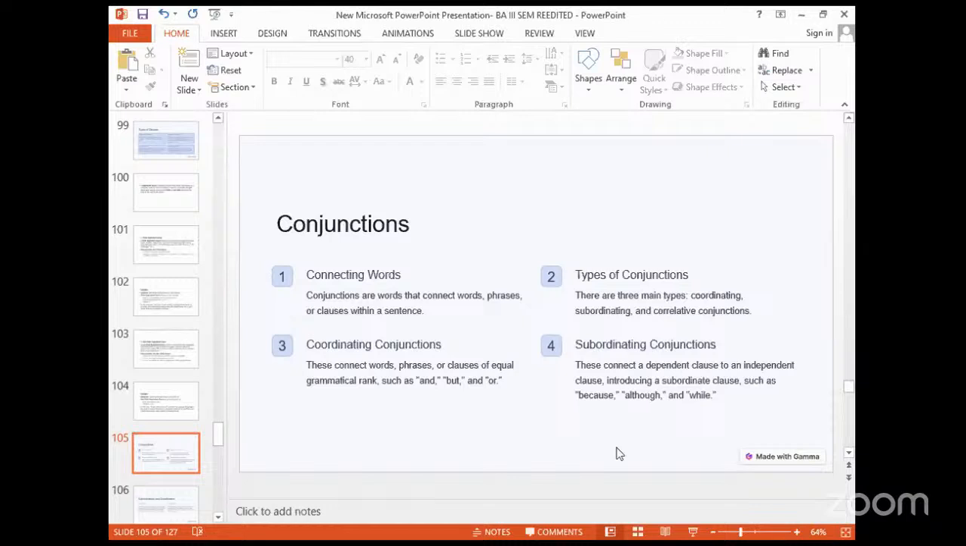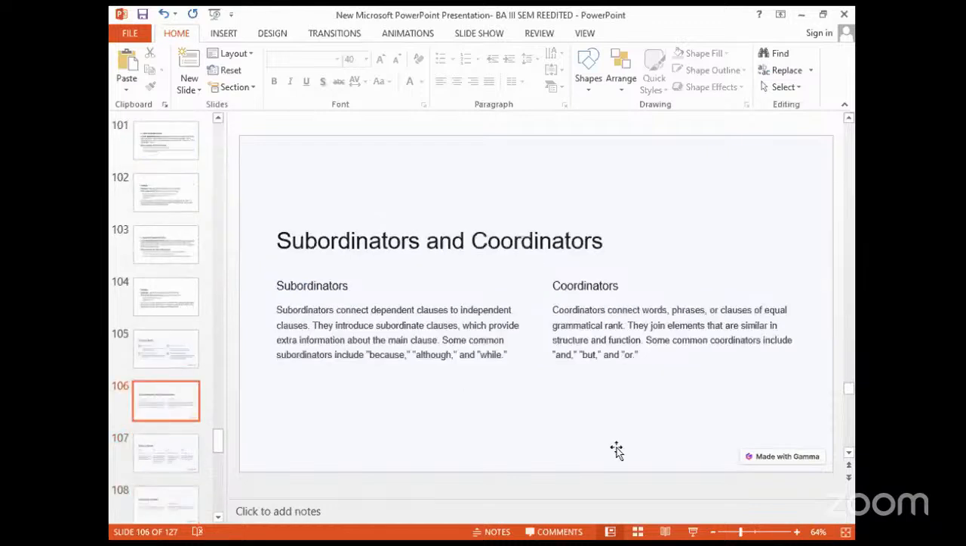What are subordinating conjunctions? These connect a dependent clause to an independent clause. So one can be on its own, one cannot be on its own. Such two clauses can be connected using the subordinating conjunction. For example, because, although, while, and many more, right? Now, subordinators connect dependent clauses to independent clauses, whereas coordinators connect words, phrases, and clauses of equal grammatical rank.